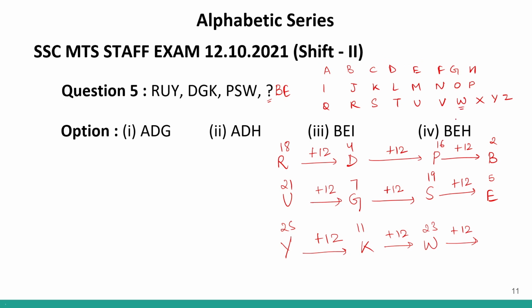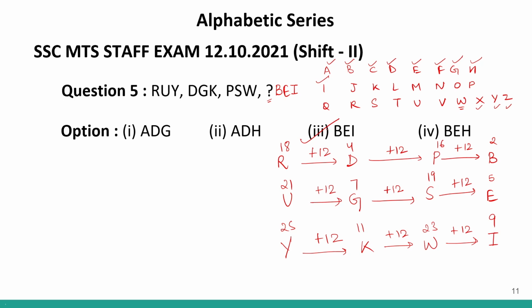So this is my W. Now I have to go plus 12. So 1, 2, 3, 4, 5, 6, 7, 8, 9 and 12. So my position will be, 1, 2, 3, 4, 5, 6, 7, 8, 9, 10, 11 and 12. So my position will be I, which is 9. So from W, if I go 12 positions forward, it will be I, 9. So my answer will be B, E and I, which is given in option number 3. Therefore, option number 3 will be the correct answer to this question.